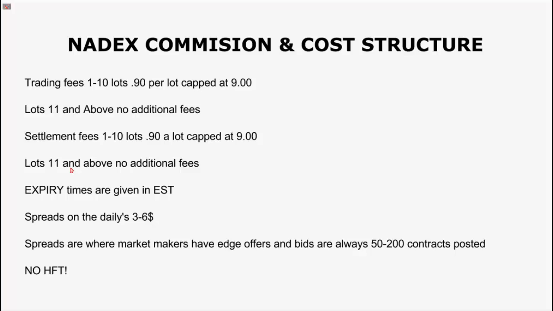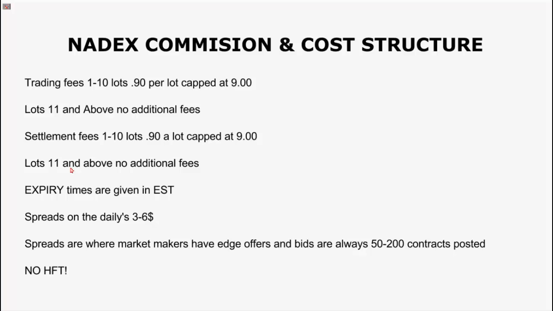Lots above that, there's expiration fees. So as the contract expires, it's the same as a trading fee. So 1 to 10 lots, 90 cents a piece. Above that, capped at $9. Expiration times are always given in Eastern Standard Time. The spreads on the contracts are generally going to be $3 to $6, and the spreads are where market makers have their offers and bids, and they're usually about 50 to 200 contracts posted.